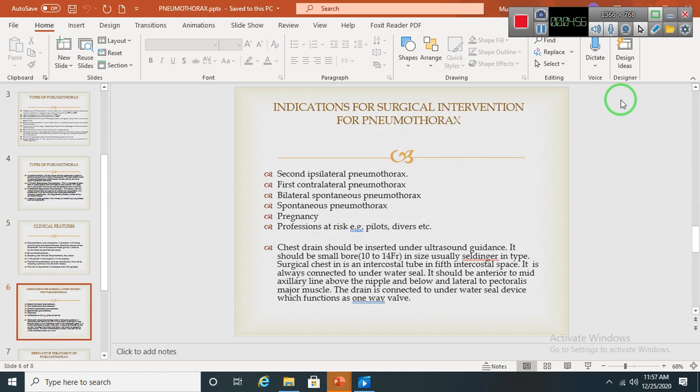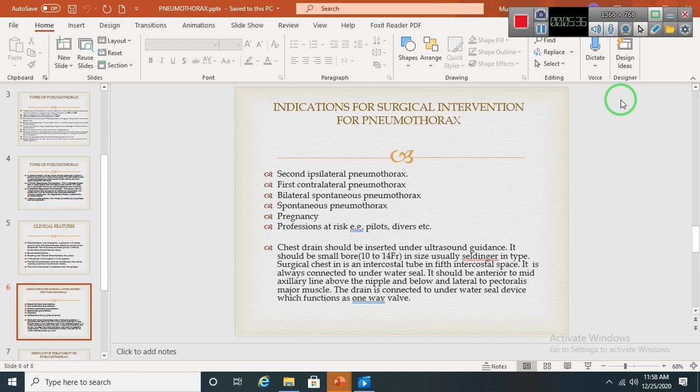Indications for surgical intervention for pneumothorax include second ipsilateral pneumothorax, first contralateral pneumothorax. Ipsilateral means same side, contralateral means on the other side. Bilateral spontaneous pneumothorax, bilateral means on both sides. Pregnancy, and professions at risk, examples pilots, divers, etc.